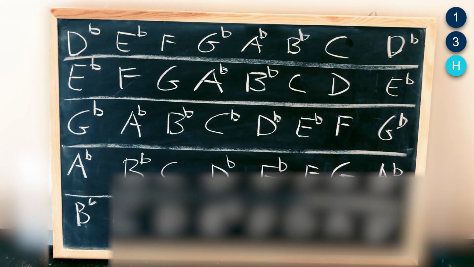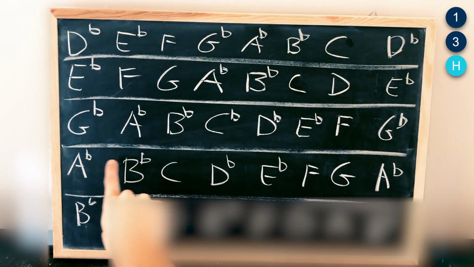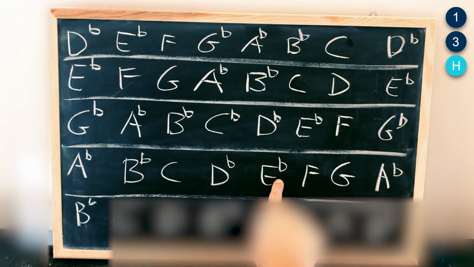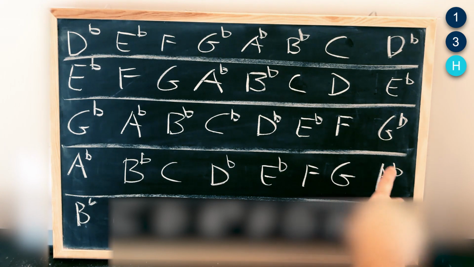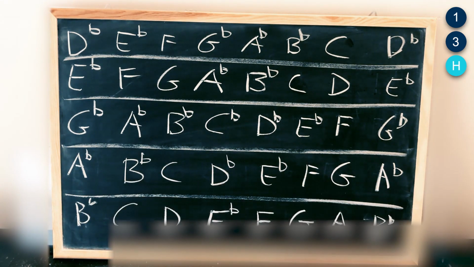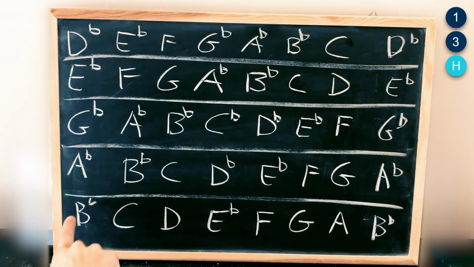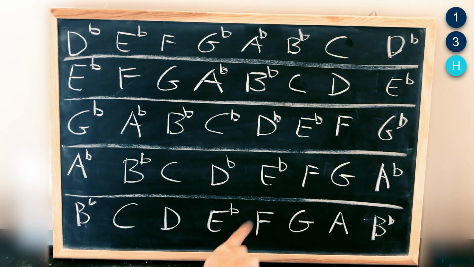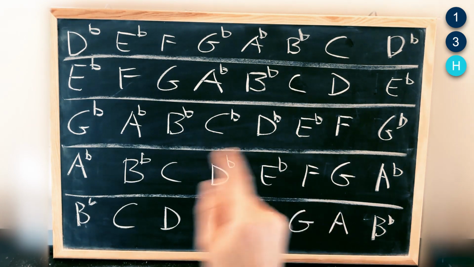Let's check out A flat major: A flat, B flat, C, D flat, E flat, F, G, A flat. And then B flat major: B flat, C, D, E flat. The E flat is the only other note that has been flattened, and then F, G, and A.